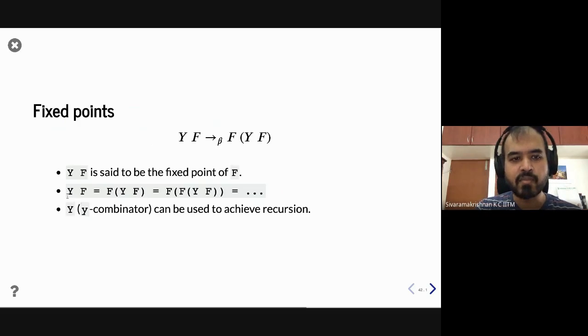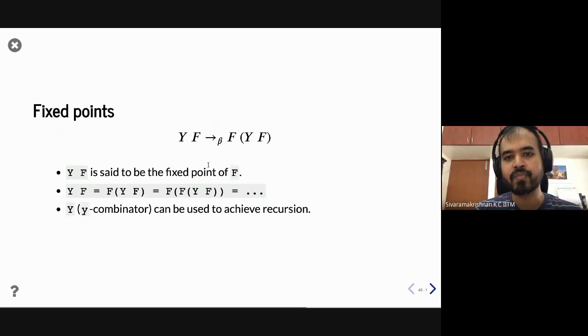And you can keep expanding this one. That's the whole point. You have YF which is equal to FYF, and we know this YF is equal to f of YF, and what you end up getting is multiple applications of f. And this lies at the core of recursion. You can keep expanding it as much as possible. So you can use the Y combinator to achieve recursion.